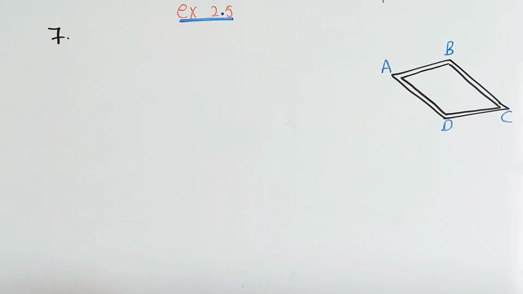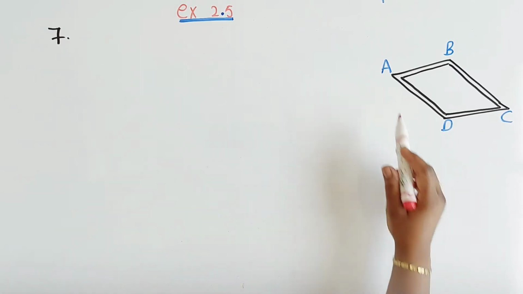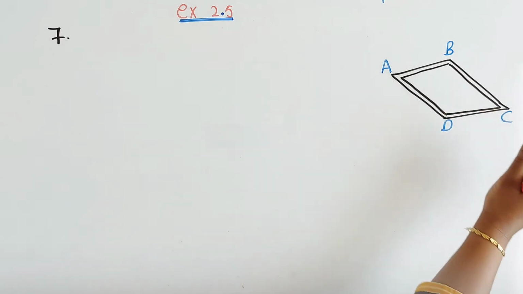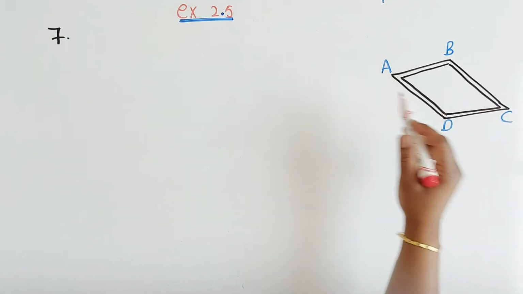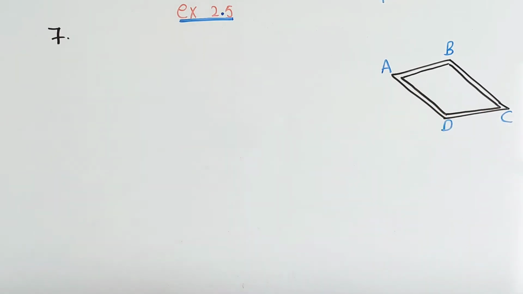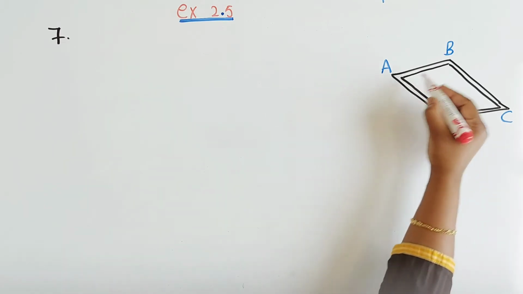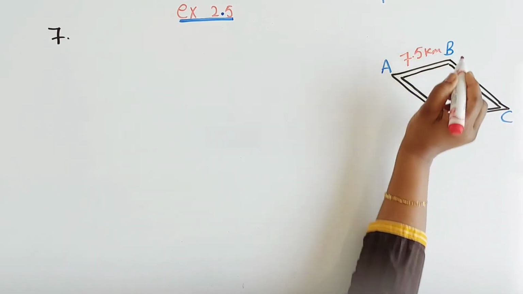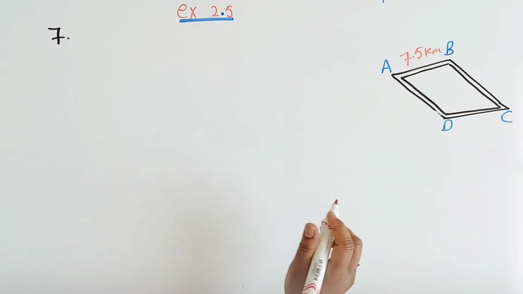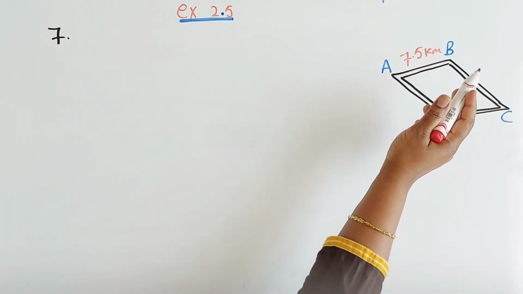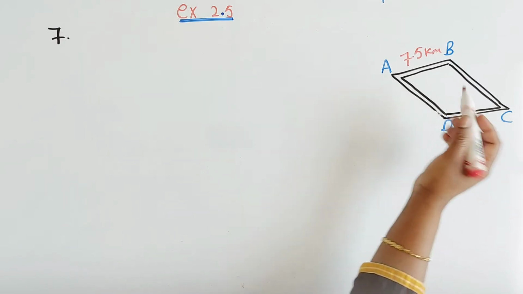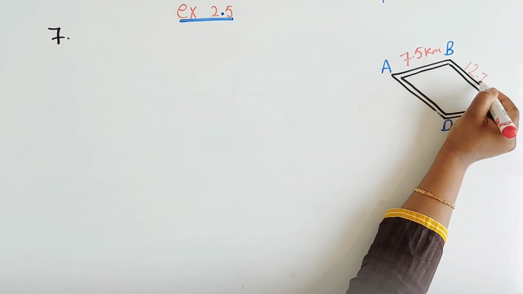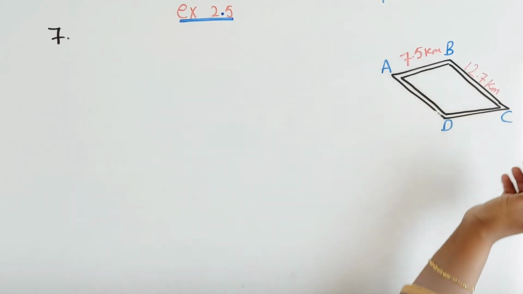Seventh question, children. Dinesh went from place A to B and from there to C. A is 7.5 kilometers from B. That means this distance is 7.5 kilometers, children. And B is 12.7 kilometers from C. So this is 12.7 kilometers.